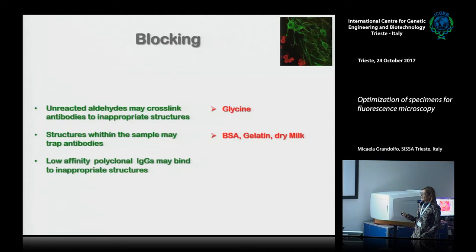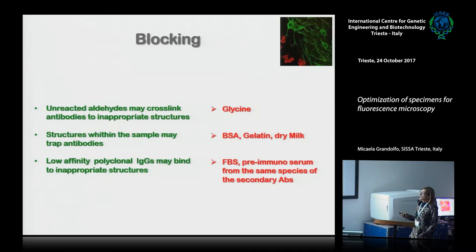And then you can have low affinity polyclonal IgGs, and they may bind to inappropriate structures. In this case, you can use FBS, or if you want to be very elegant, you can use the pre-immune serum from the same species of the secondary antibody. So goat serum, donkey serum, rabbit serum. But believe me, in 90% of the situations, FBS is enough. In optical microscopy. In electron microscopy, it is another totally different story.